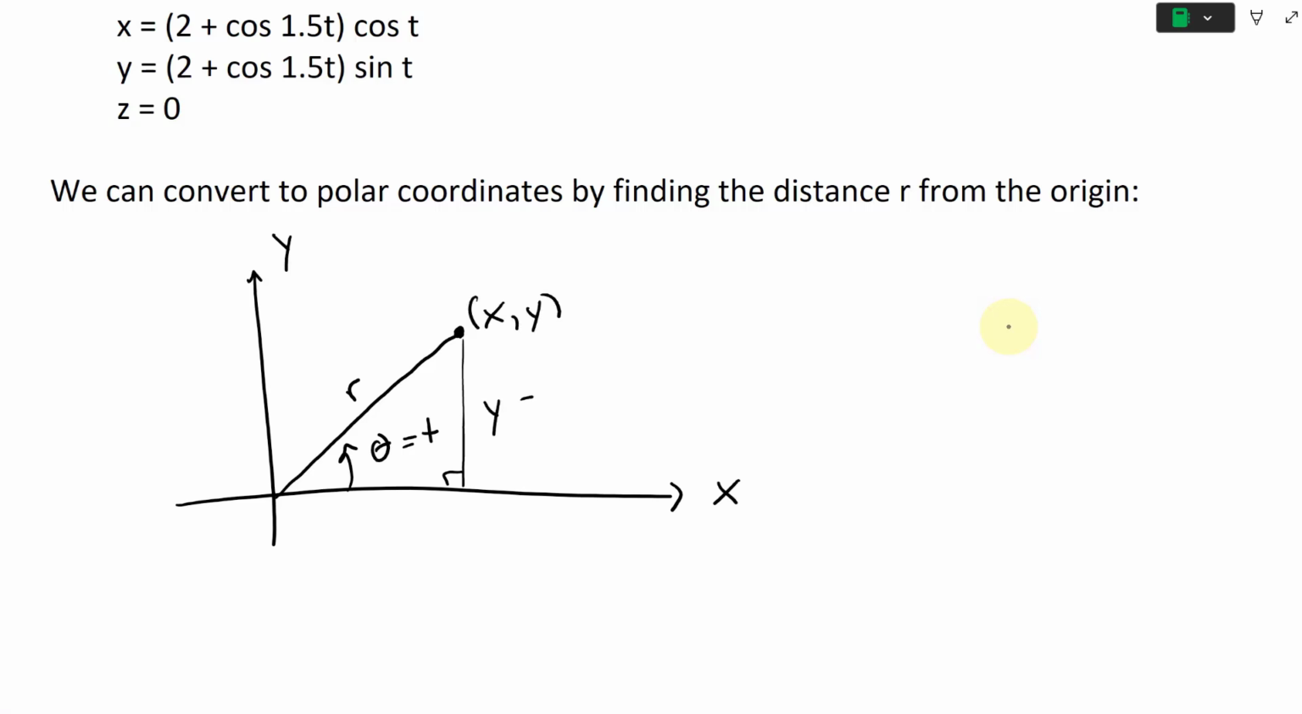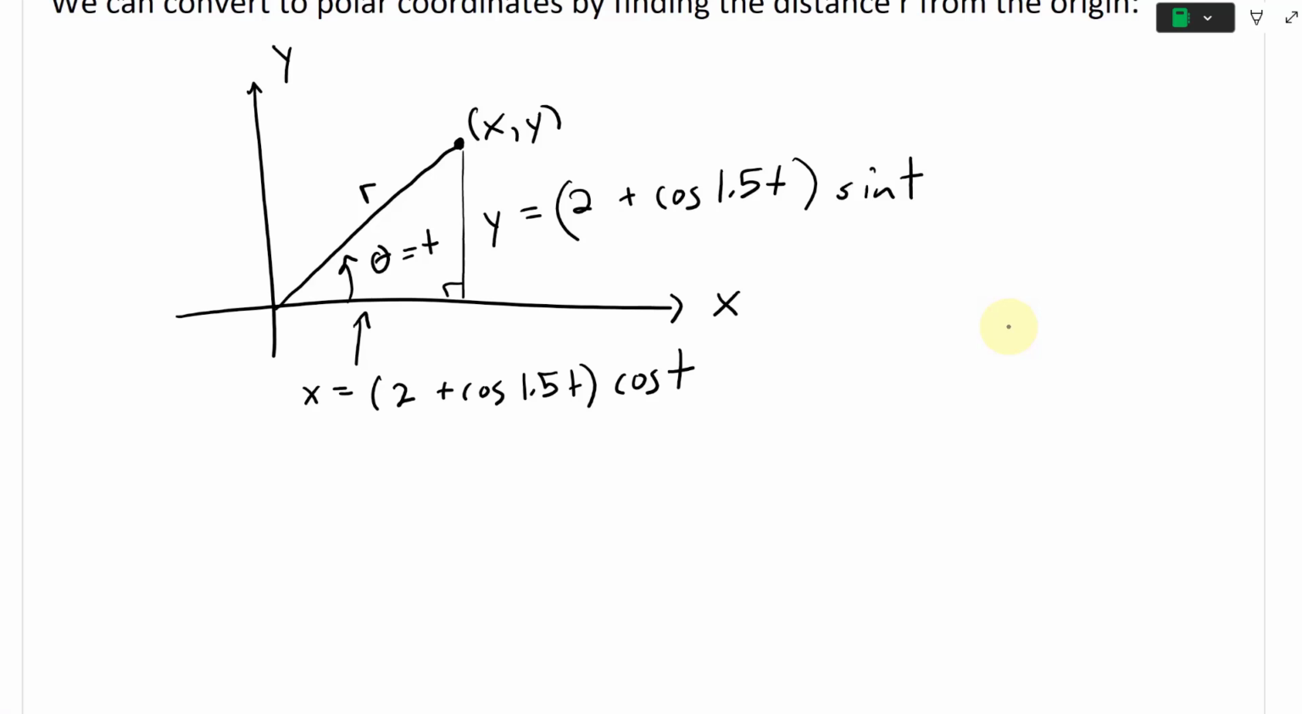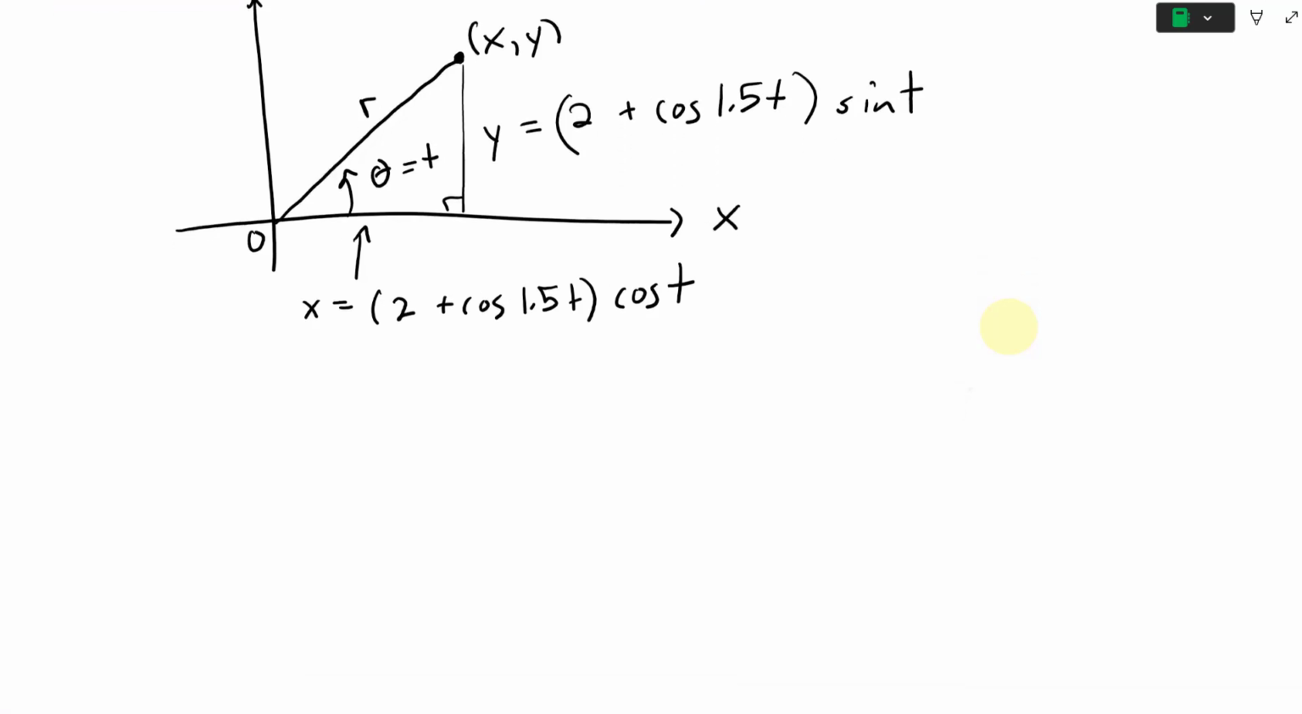So the y is going to be equal to our parametric equation, 2 plus cosine 1.5t, and then times sine of t, like that. And then this is the x, and this x is equal to 2 plus cosine 1.5t times cosine t. And again, this is the origin, so put an O there, or 0.